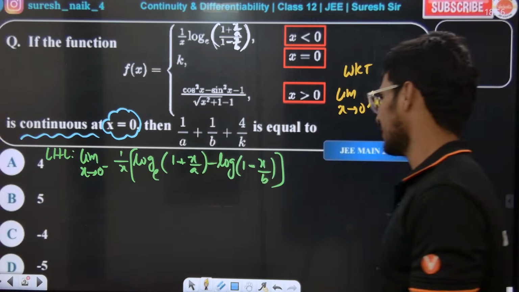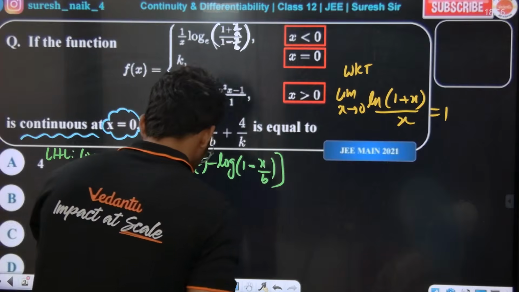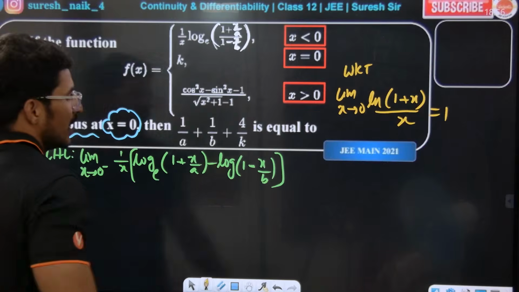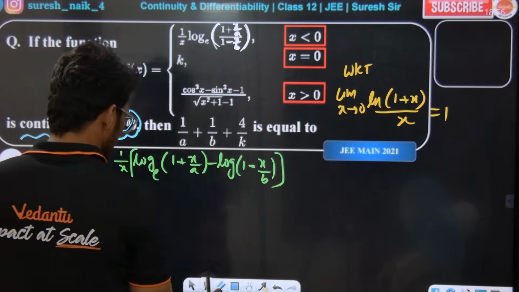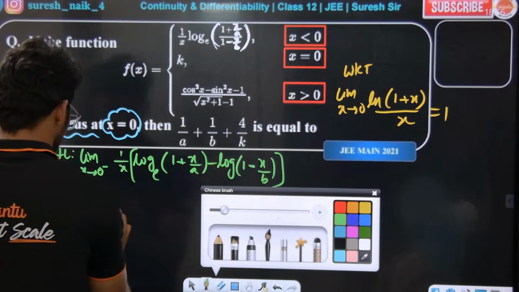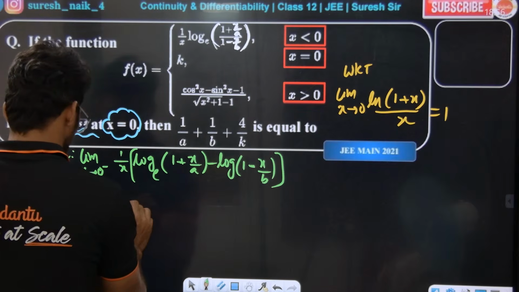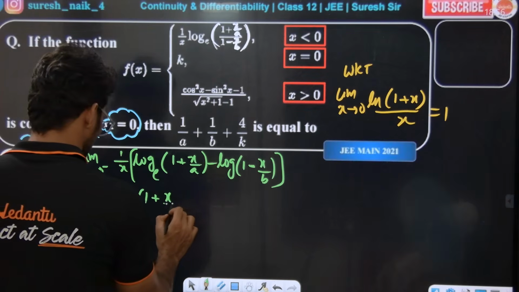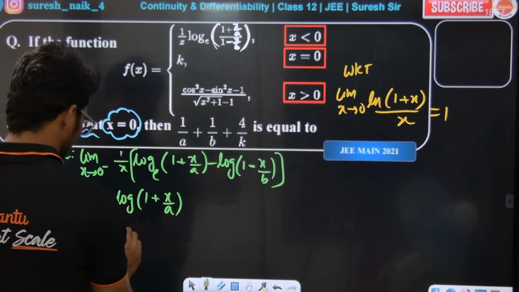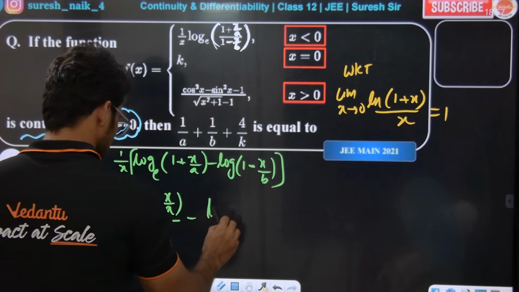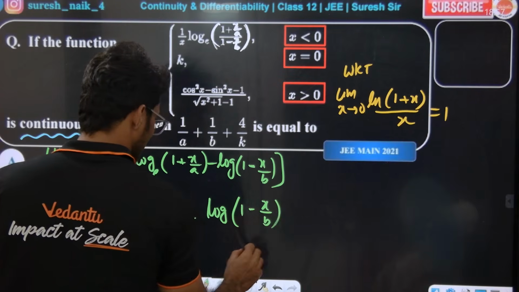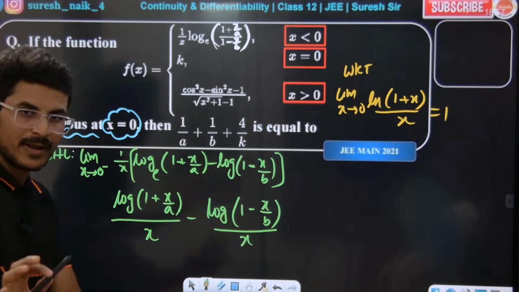Now if you look carefully, everybody listen to the class, there is a minus in the middle. Can I just split this? Let me split it like this. 1 by x as it is, log of (1 plus x by a) divided by x, correct? Minus as it is. Now log of (1 minus x by b) divided by x. Cool? Yes or no?